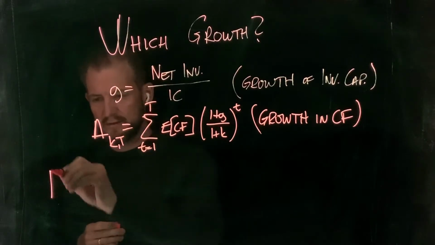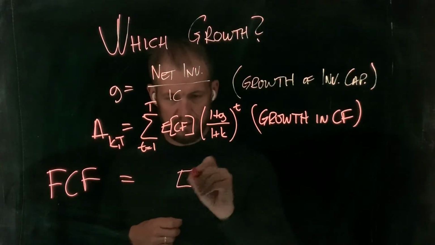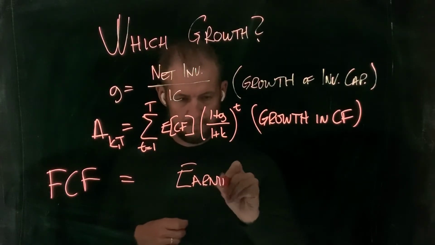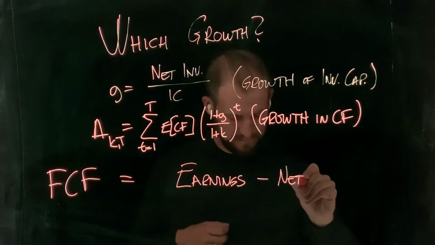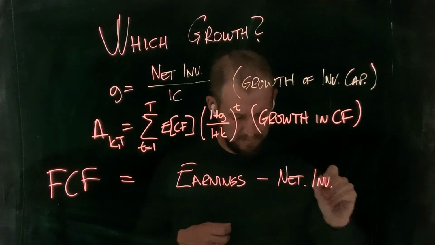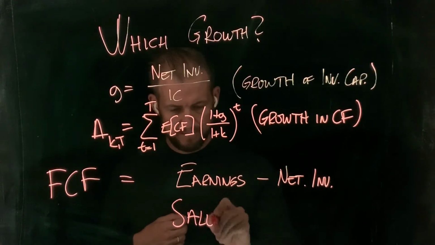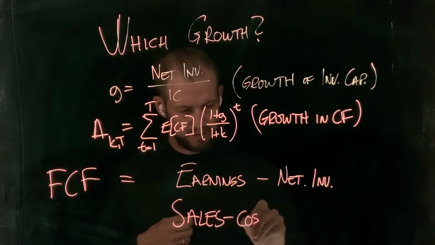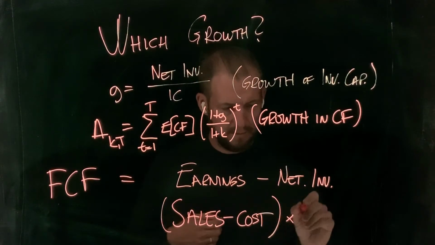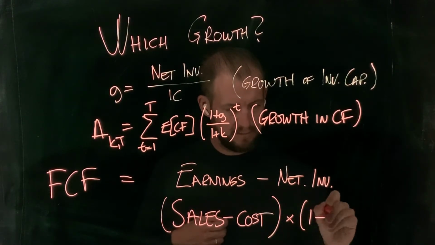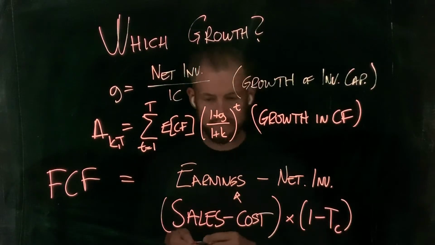So looking at this in terms of the free cash flow, which consists of basically our earnings minus our net investment, so sales minus costs minus the tax man is essentially what earnings represent, right?